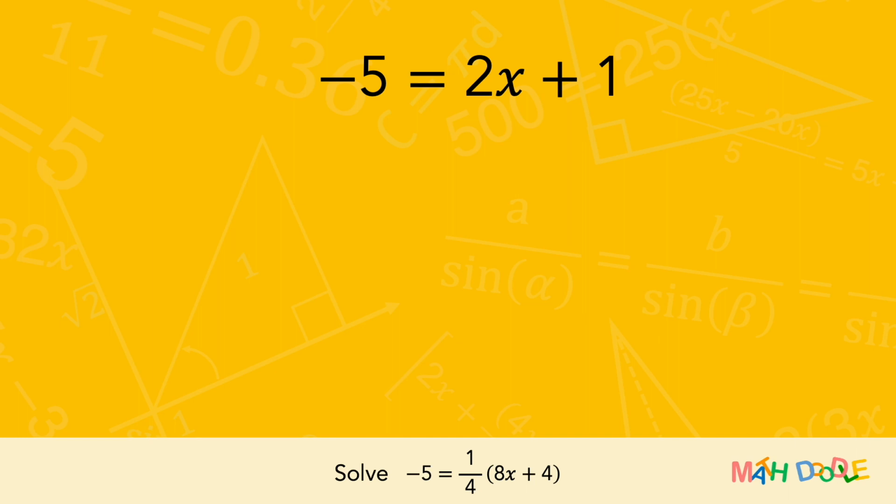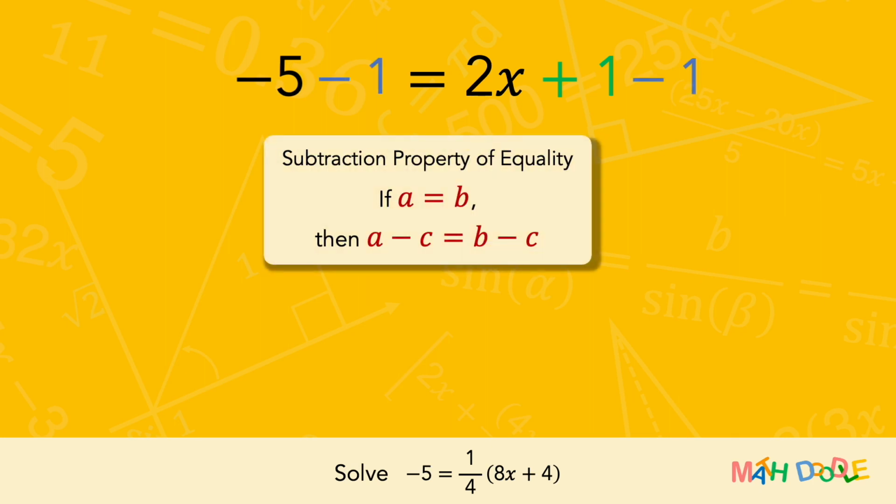Now, we are going to rewrite the equation so that one side of the equation has only x. To do this, let's first eliminate 1 on the right side of the equation. So, we are going to subtract 1 from both sides of the equation. Here, it is important to treat both sides of the equation equally. So, when we subtract a number from one side of the equation, we must subtract the same number from the other side of the equation.